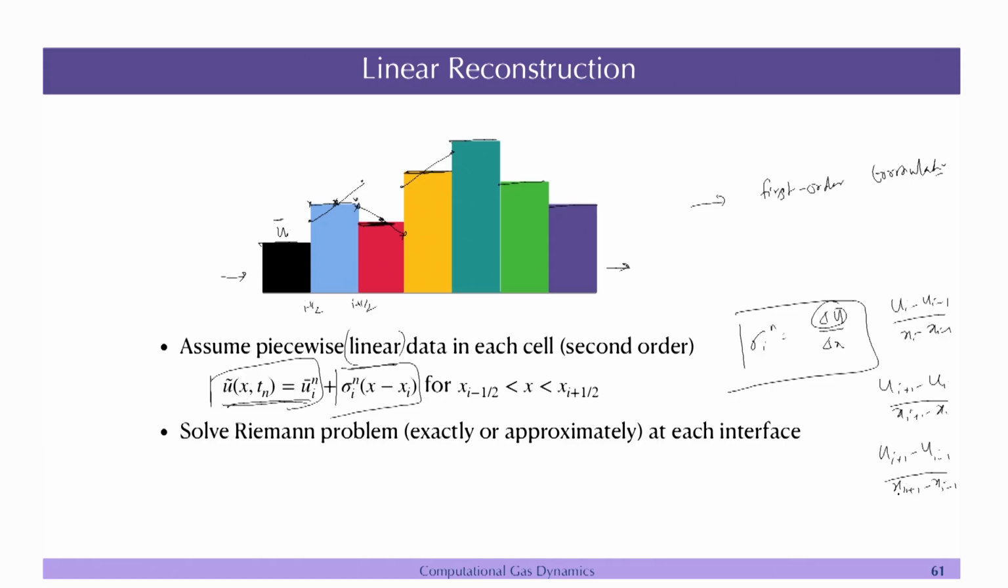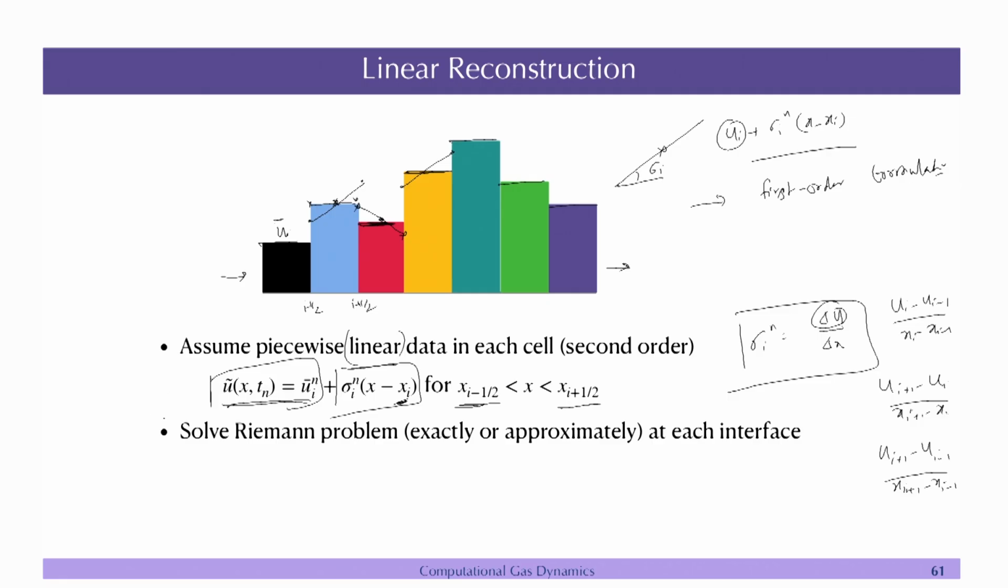We do not know the slope in advance; we have just assumed that there is a linear variation. Let us say you have something which is varying linearly, and you know the slope, sigma I. You want to find the value at any point x. So you will have u_I, the constant cell average value, plus sigma I n times x minus x I. This will be for every cell from I minus half to I plus half, and we will have a different linear variation in each.